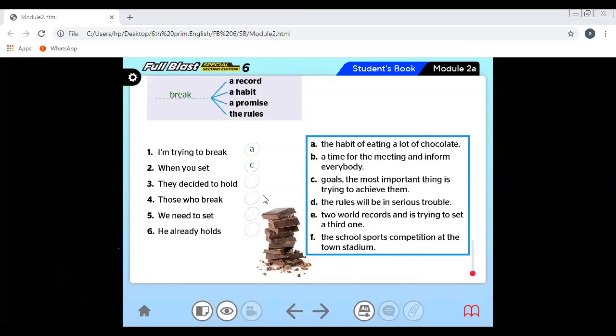Which sentence will you choose? F. I choose Ganna. Yes, Ganna. Do you know the answer? No, it's not B. It will be F. They decided to hold the school sports competition at the town stadium to make an event. Okay, I didn't hear you. Mute your mic, my dear. Try to speak English, my dear.